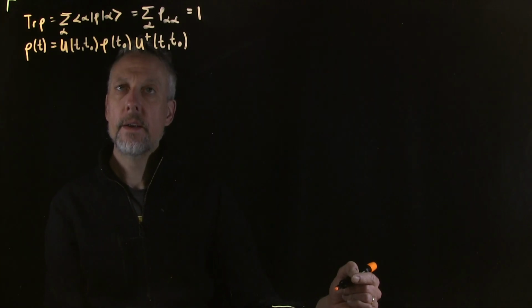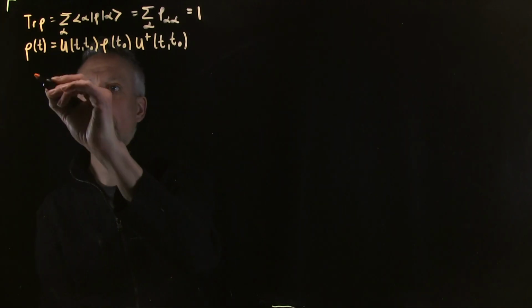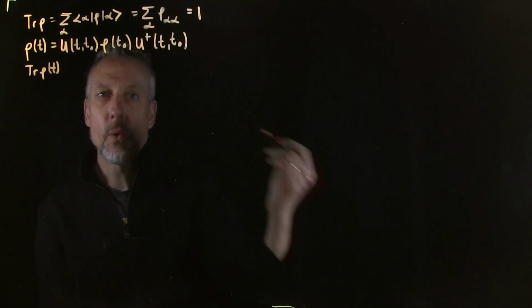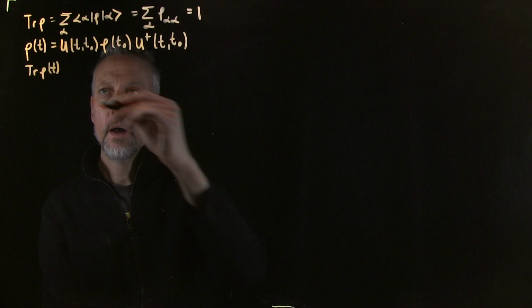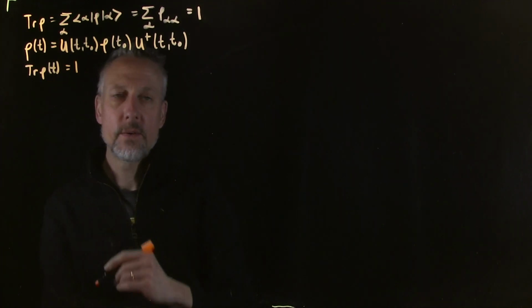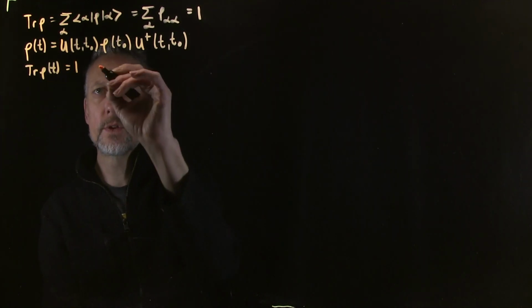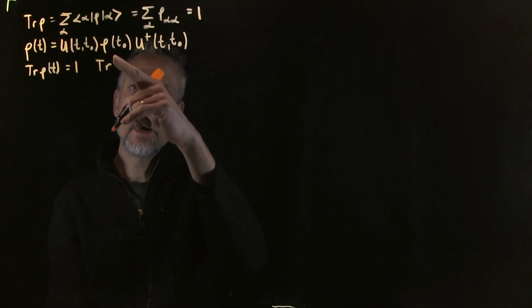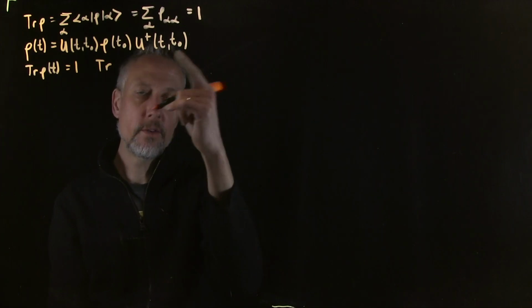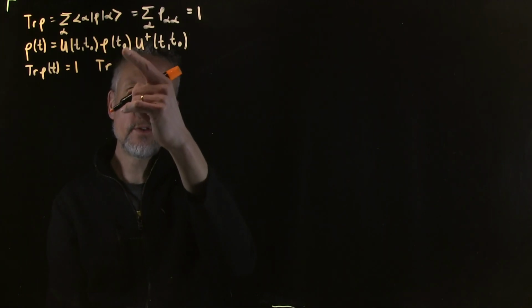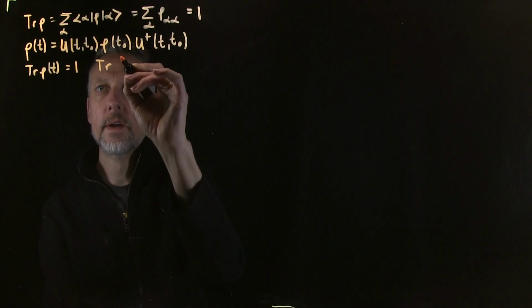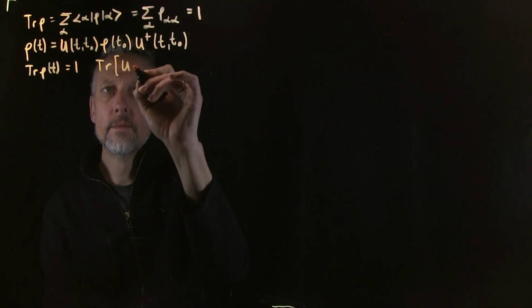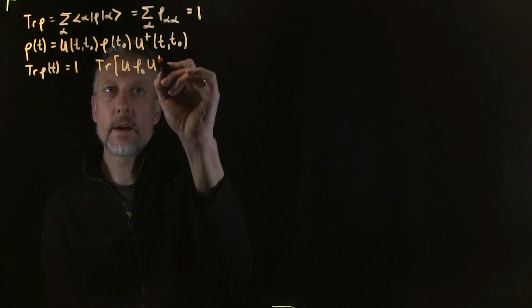So let's look at the trace of rho. How do I know that the trace of rho as a function of time is always going to be equal to 1? What you do is write down the trace. I'm going to write the time evolution operator as U, and the initial rho as rho naught. So we have the trace of U rho naught U dagger.